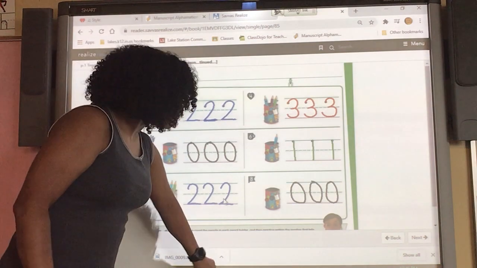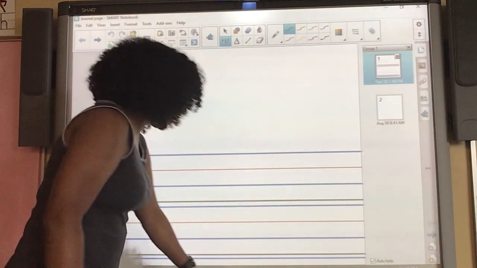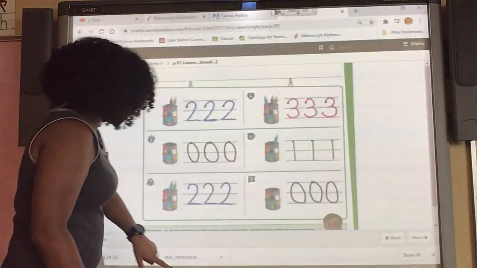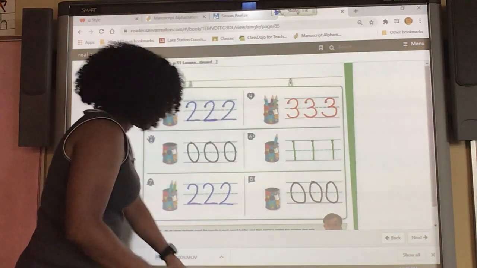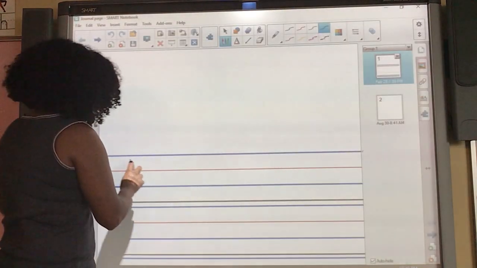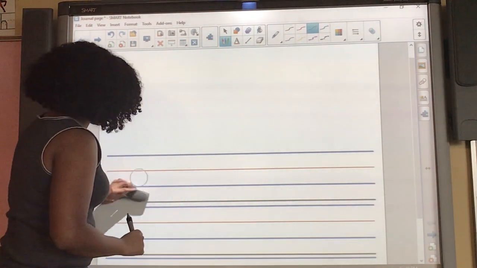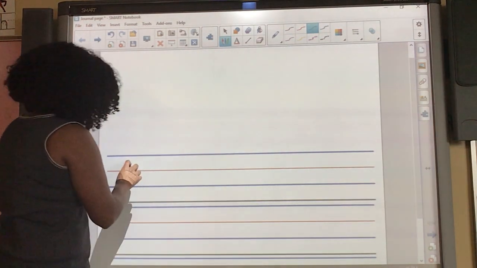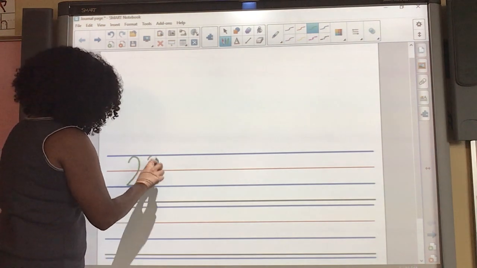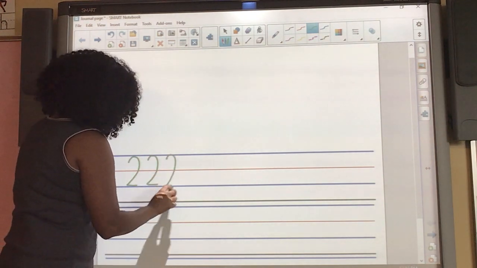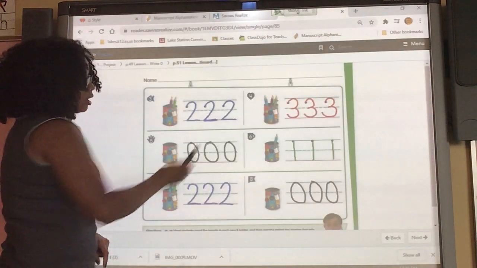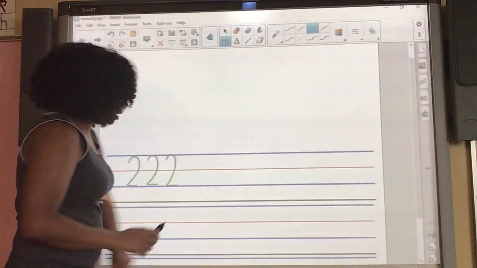Okay, so on your journal, we're done with our workbook page. You should have 3 2s. You should also have 3 3s.